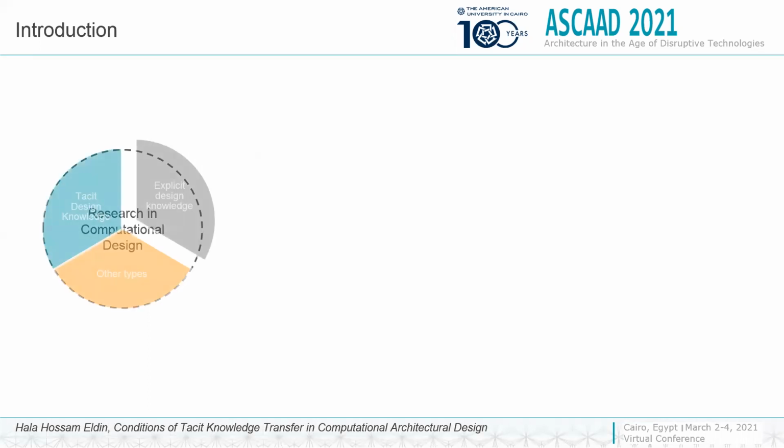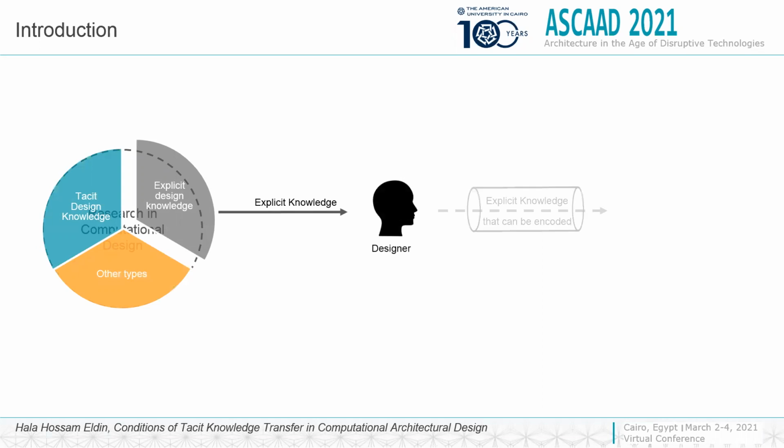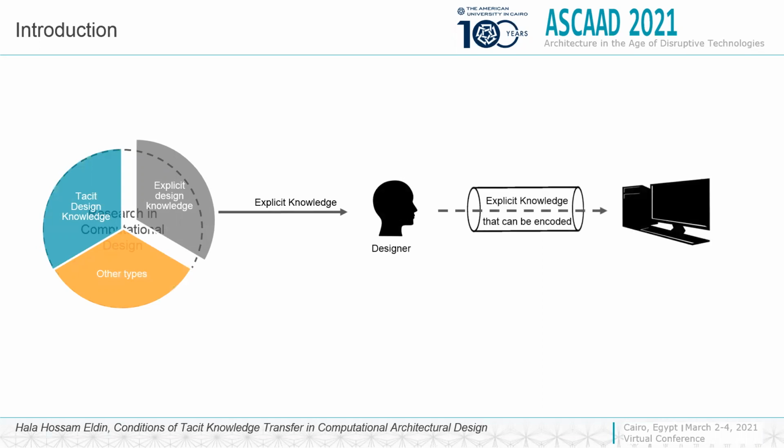the development of tangible aspects of the design process, such as technical systems and visual representations. This has allowed for the passage of these explicit knowledge domains from the designer to the computer, neglecting other intangible domains in the design process, such as tacit design knowledge.